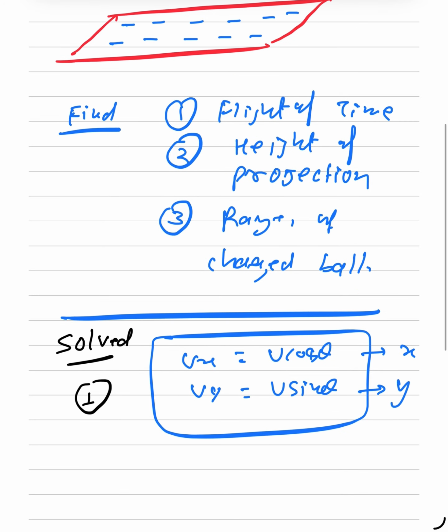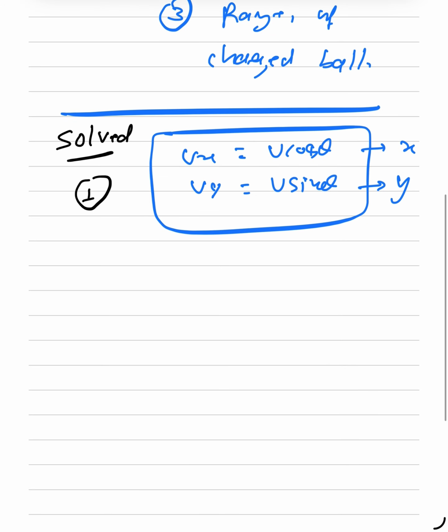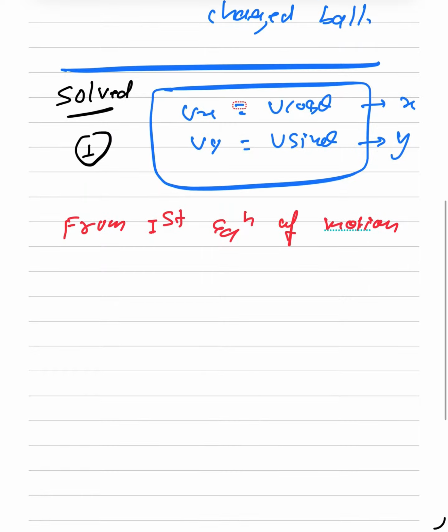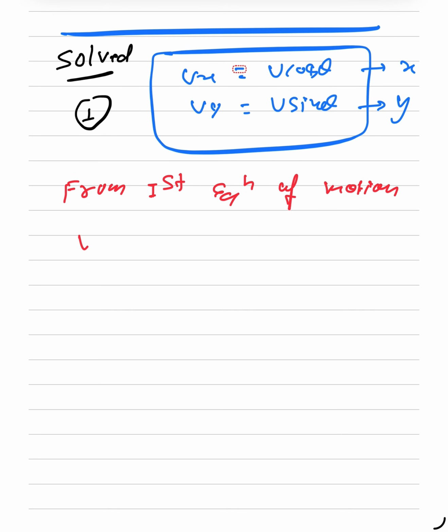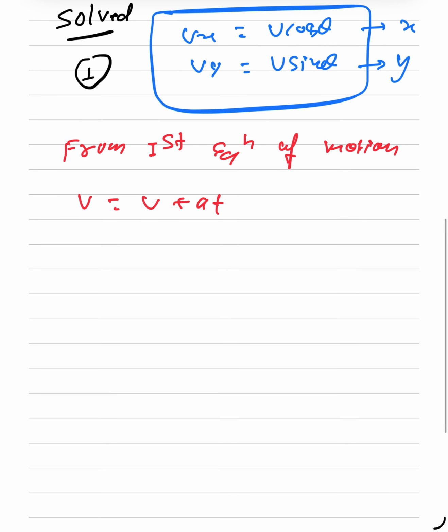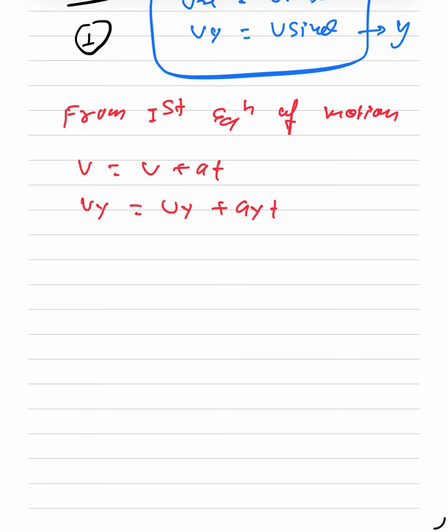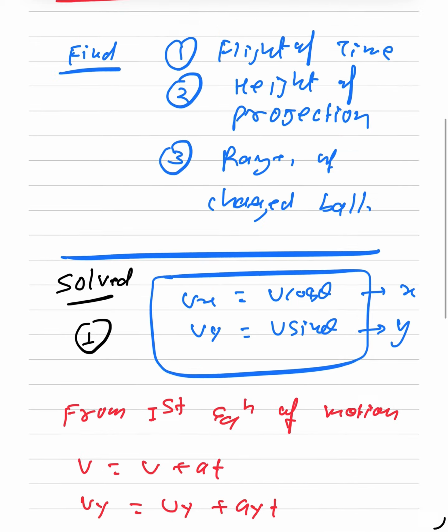For the flight time, the vertical component of projectile velocity is responsible, and we can use the first equation of motion for this derivation, for the flight time of the charged ball. The first equation is v equal to u plus a t. Converting along the y direction, v y equal to u y plus a y t, and a y means g effective. The value of g effective equal to q E divided by m plus g, where g is acceleration due to gravity.